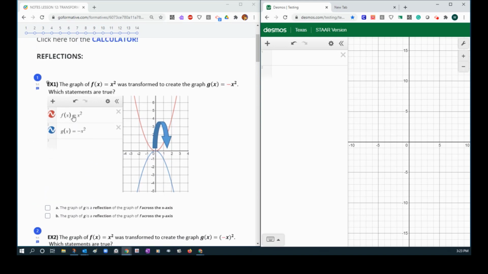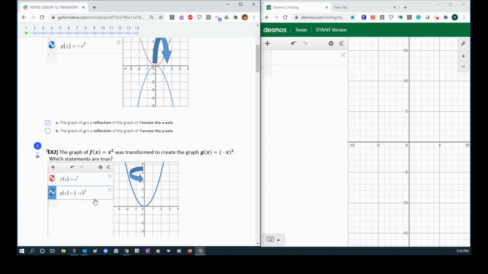In these problems, you're going to be asked what statements are true. So here we have two statements. The graph of G, which is the blue line, is a reflection of the graph of F across the x-axis. That's correct. The graph of G is a reflection of the graph of F across the y-axis. Now, this graph did not reflect over the y-axis, but it did reflect over the x-axis, okay? Because right there is your x-axis. All right, let's go on to the next problem.